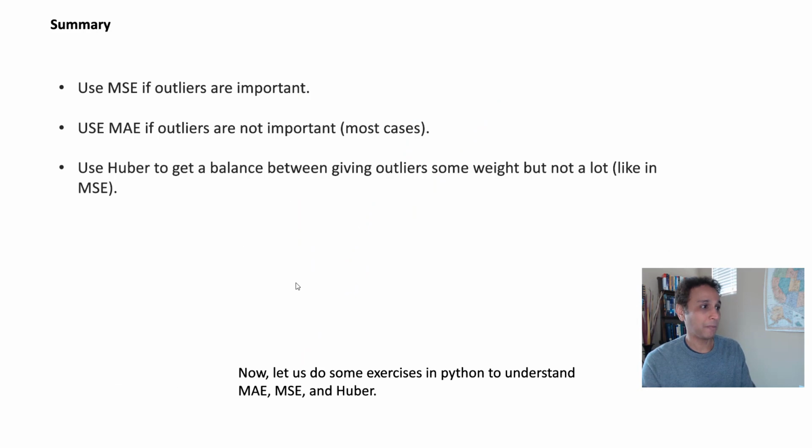Well, in fact, let me summarize whatever I just mentioned. Use MSE as a loss function if outliers are important. Use mean absolute error if outliers are not important, and use the Huber function if you would like to have control over how much weight you want to give to these outliers. Now let's jump into our Python exercise. It's going to be pretty quick, I promise, and I'll share the code so you can play with it yourself.